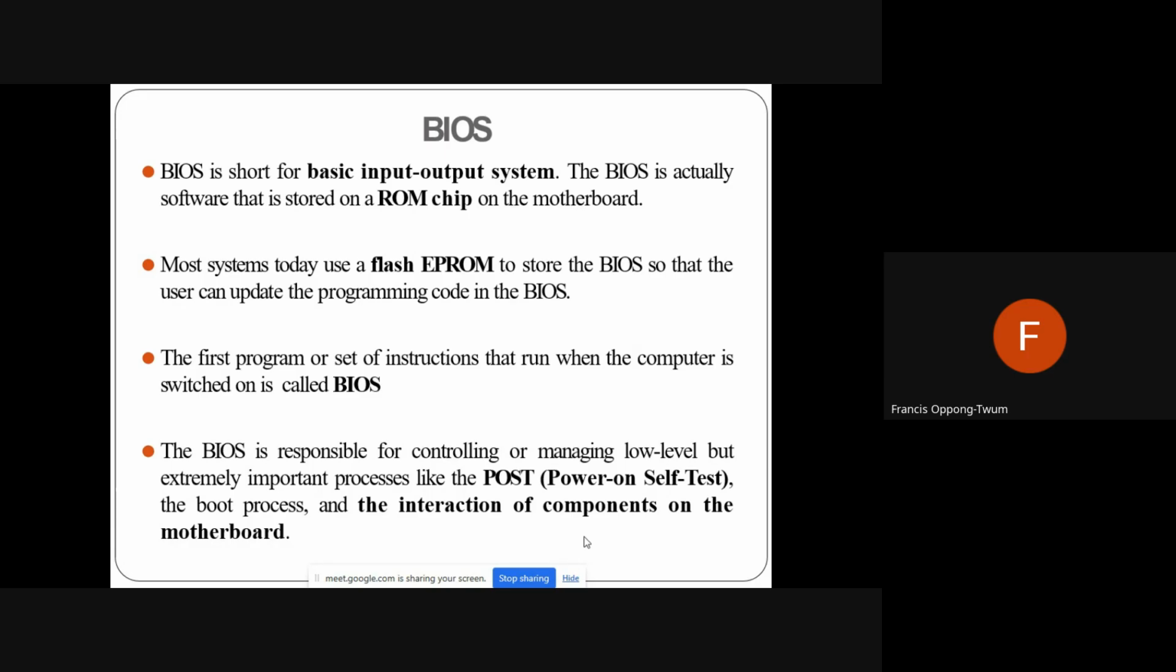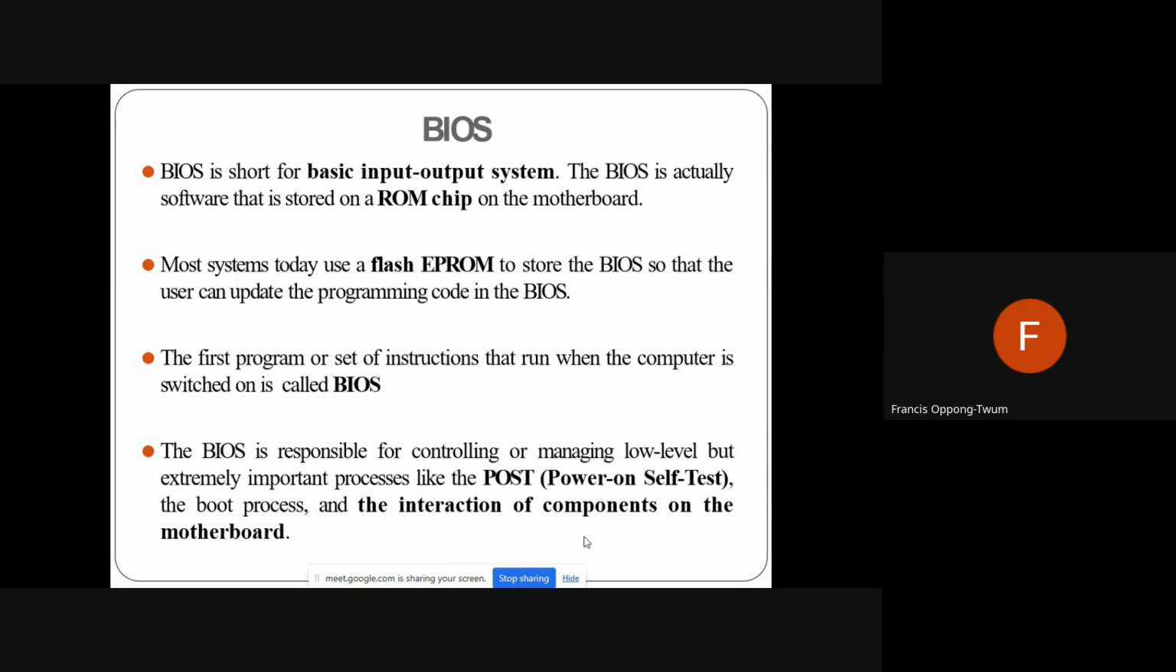So the BIOS, we are saying that it's responsible for controlling or managing low-level but extremely important processes like the POST. And the POST in full, we call it the Power-On Self-Test. And that's also the boot process. So we also call it the interaction of components on the motherboard.